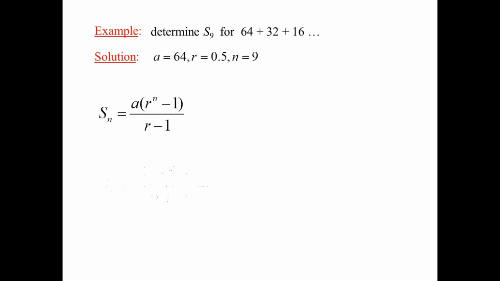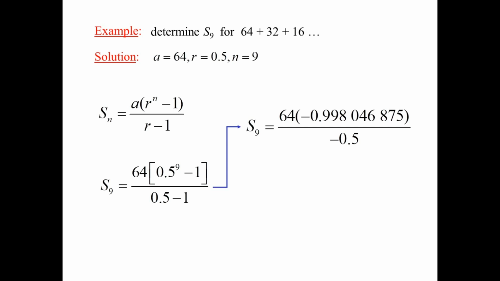Here's our formula. Plug the numbers in carefully. Yes, you'll need a calculator here to get 0.5 to the 9th, but do it. And on the bottom, let's note that 0.5 subtract 1 is negative 0.5. The calculator told us this was negative. And when we perform this division, again on a calculator, we end up with S sub 9, 127.75.